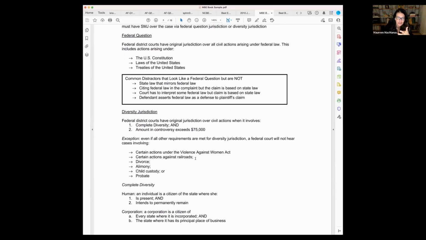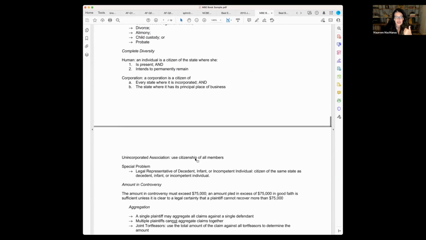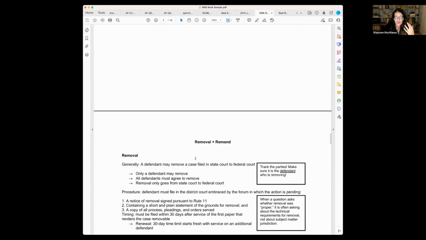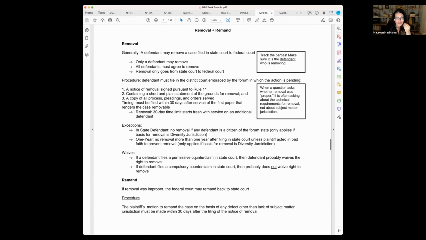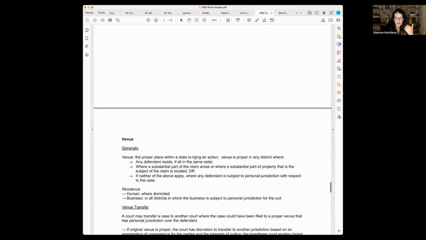So I call them distractors. Like distractor facts, distractor answer choices. So there's tips, there's Black Letter Law. I try to really break it down so it's easy to memorize and easy to remember. But there's tips throughout in the little black boxes.